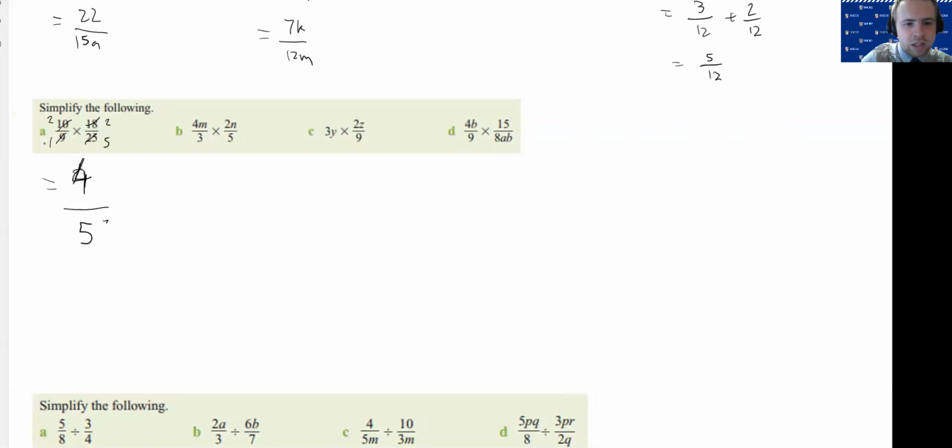Okay, let's see if we can simplify. I can't simplify any of these fractions, so I simply do top with top, and bottom with bottom. So I get 8mn over 15.